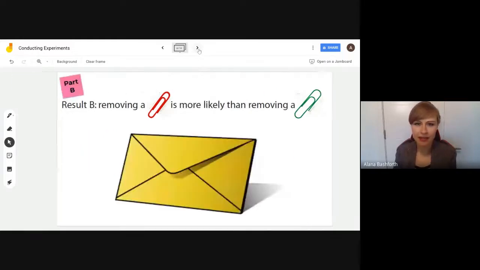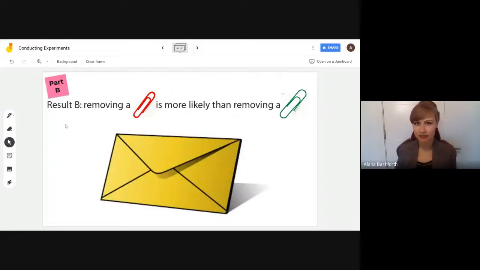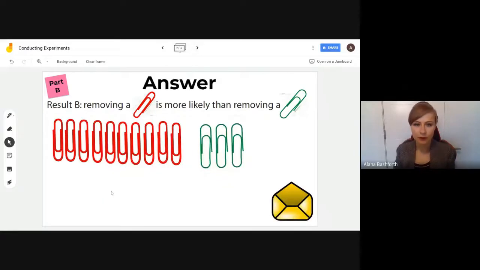In part B, we are asked to design an experiment where removing a red paper clip is more likely than removing a green. So now we want to have more red than green. It doesn't matter how many, as long as red is more than green, and that increases the likelihood of red. For this one, I put 10 red and 3 green.